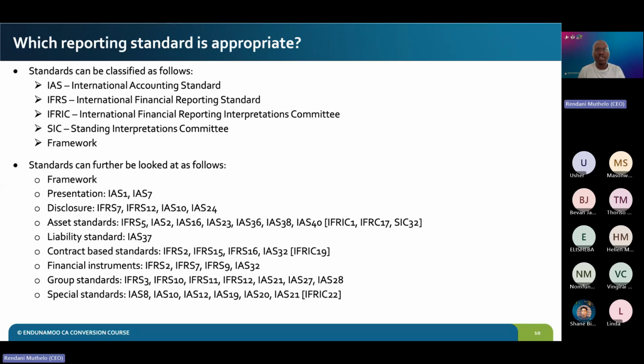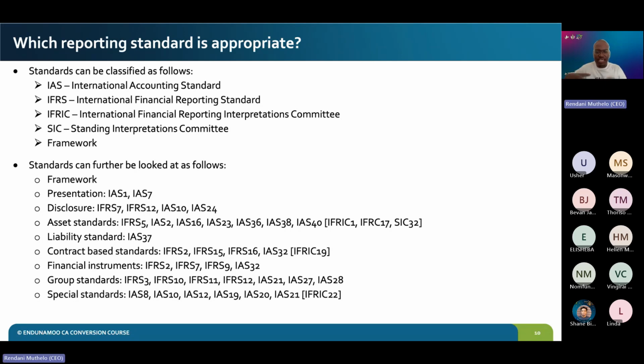Then we've got the IFRIC, or let's start with the SIC. The SIC is the Standing Interpretations Committee. And what it does: when there was something in an IAS and I'm trying to apply it, and I'm finding that this thing is confusing, you can write to the interpretation committee and say, guys, this is my issue. The way I'm interpreting the standard, I should be treating it this way. What do you guys think? So their name is Standing Interpretations Committee.